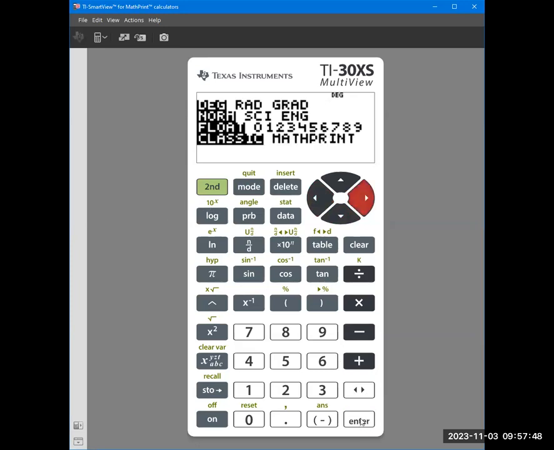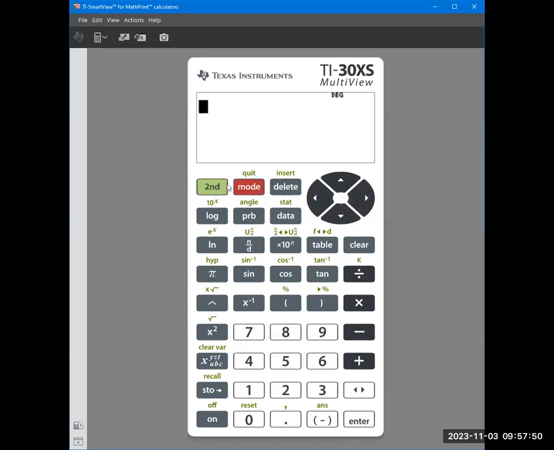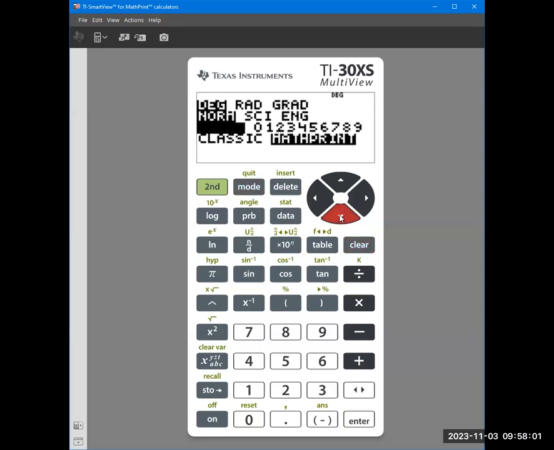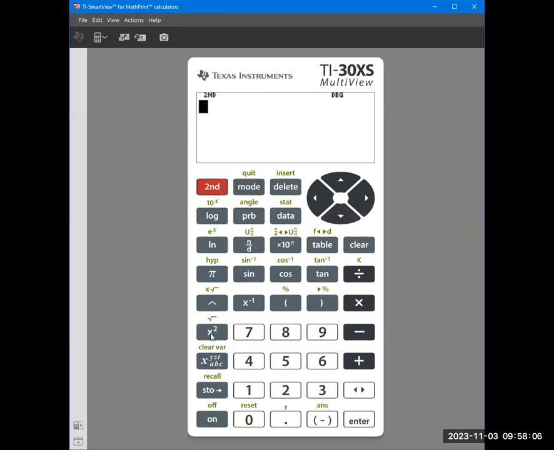I'll show you why with this first problem. If I ask it to find the square root of 11 and I have math print on, it's just going to return the square root of 11. It's not going to give me a decimal approximation. So for these problems where I want a decimal approximation, I need to be in classic mode so that when I enter the square root of 11, it gives me the decimal approximation out to, looks like 9 decimal places there.